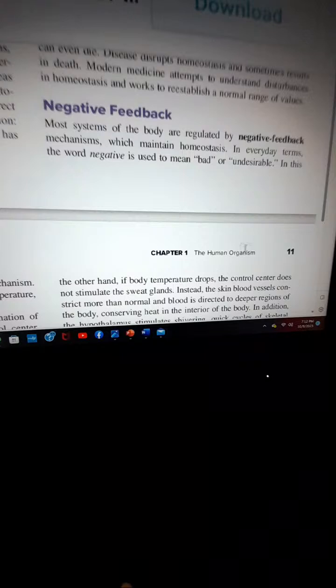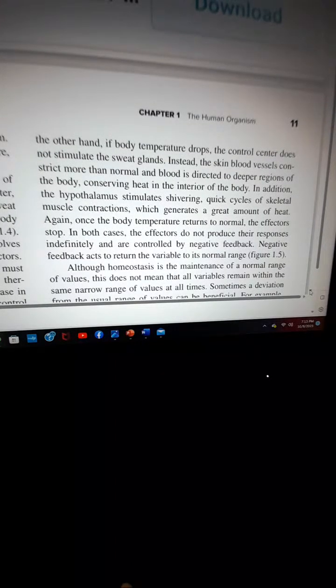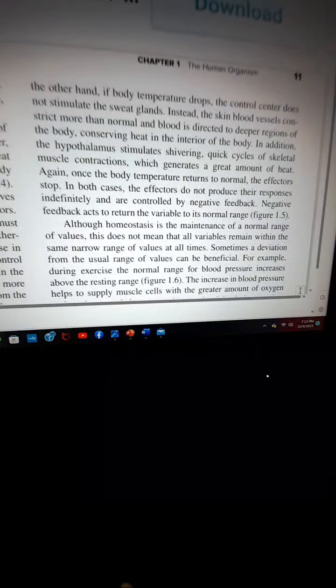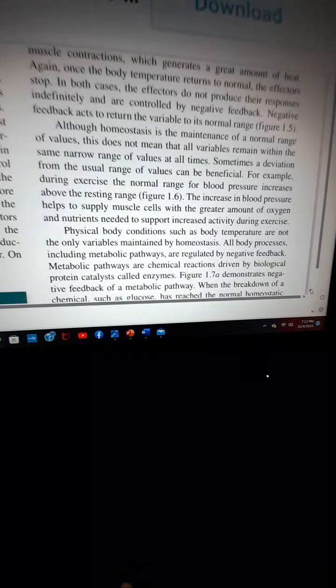On the other hand, if body temperature drops, the control center does not stimulate the sweat glands. Instead, the skin blood vessels constrict more than normal and blood is directed to deeper regions of the body, conserving heat in the interior of the body. In addition, the hypothalamus, which regulates temperature in our core body, stimulates shivering, quick cycles of skeletal muscle contractions, which generate a great amount of heat. Again, once the body temperature returns to normal, the effectors stop. In both cases, the effectors do not produce their responses.